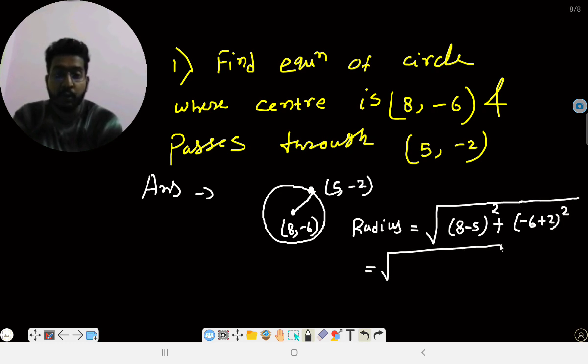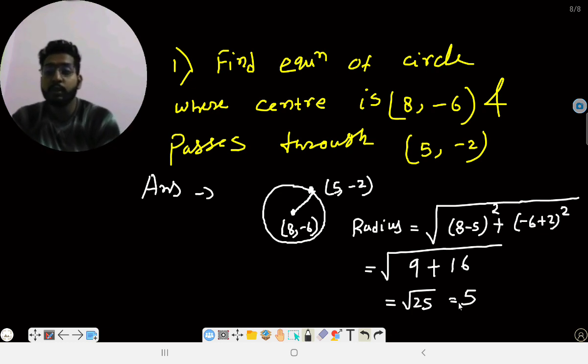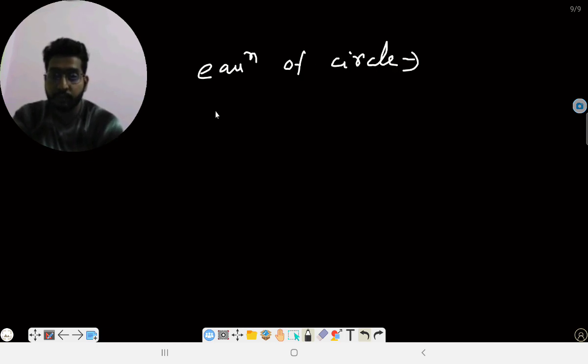That means root of 3 square, which is 9, plus minus 4 square, which is 16. 16 plus 9 is 25, and root of 25 is 5. That means the radius here is 5. Now what will be the equation of the circle? We know that if the center and radius are given, then we can write the equation of the circle.